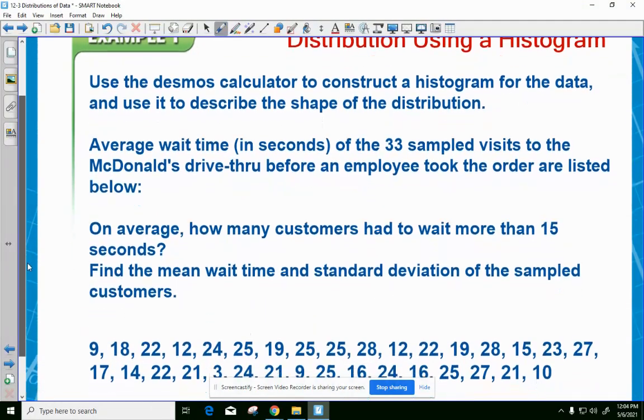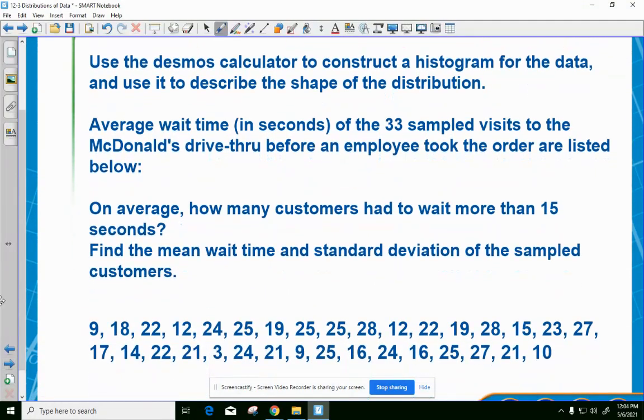Now, we are going to use our Desmos calculator to do this one here, okay? So it says the average wait time in seconds of 33 sampled visits to the McDonald's drive-through before an employee took their order. Like, how long did you sit at that box before somebody popped on and said, welcome to McDonald's, what can I get for you? Like one of those moves, right? You're like, I'm sorry, what?